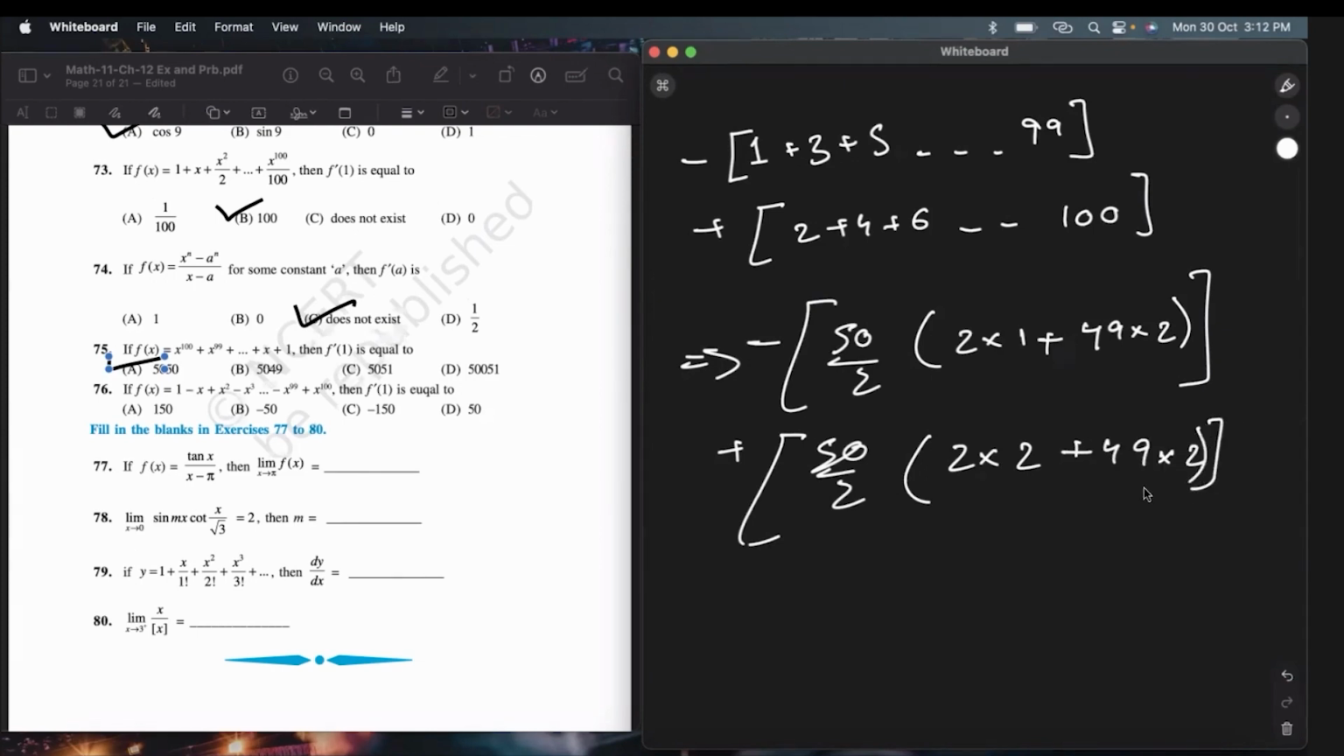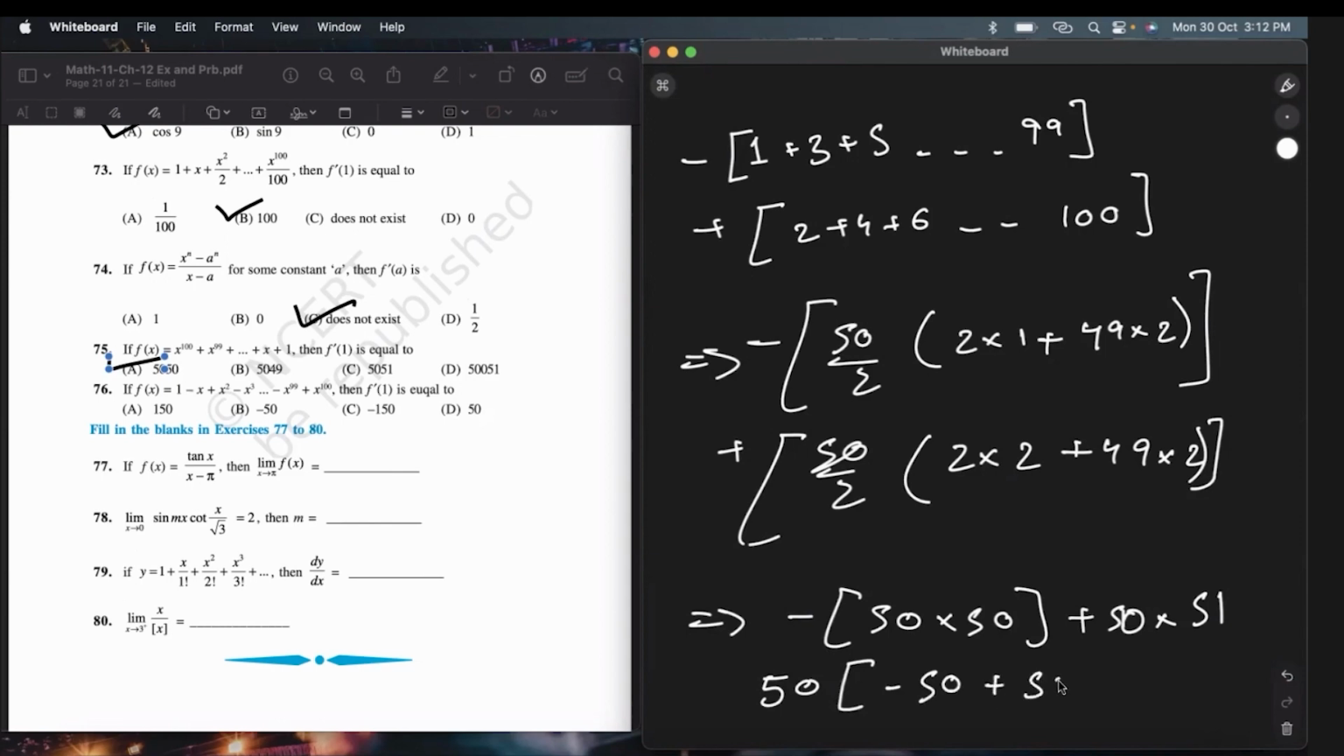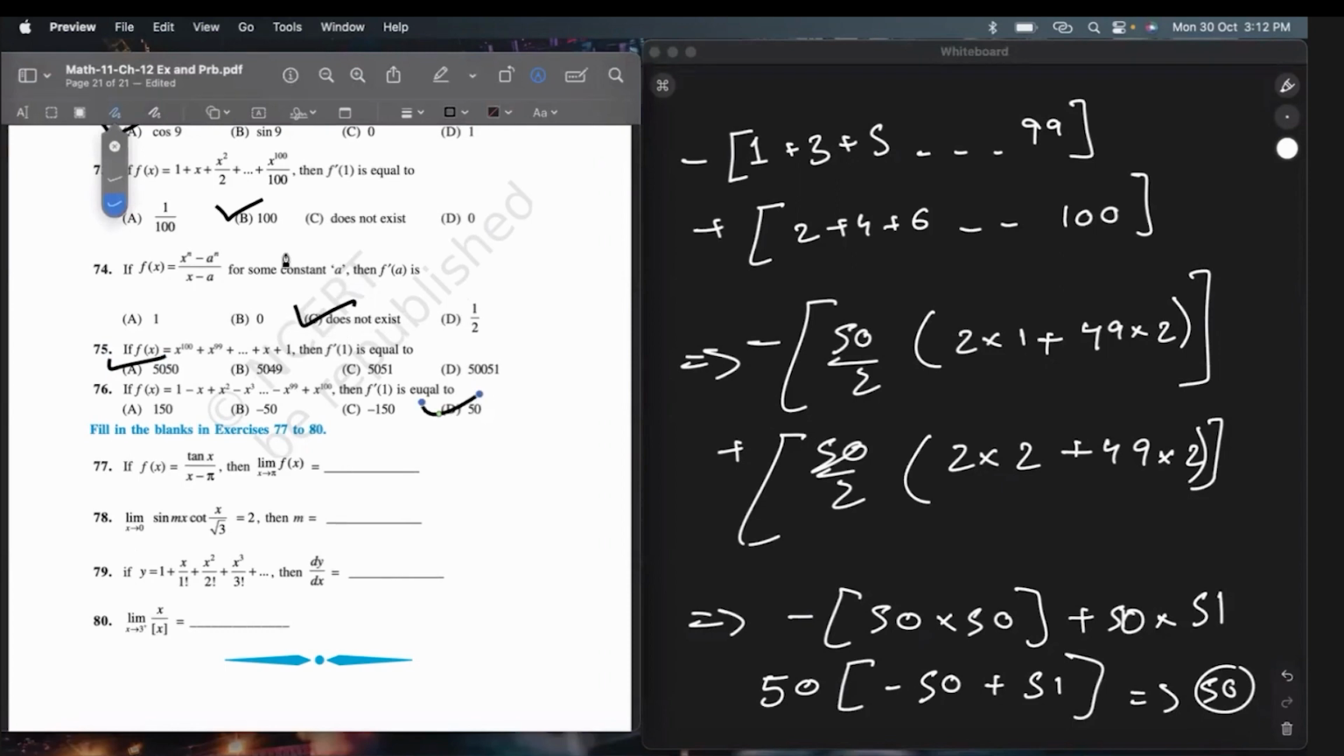So I can write this as minus 50 times 1 plus 49, that is 50, plus 50 times 2 plus 49, which is 51. It is simple. So it is minus 50 into 50 plus 50 into 51. I can take the 50 common, minus 50 plus 51. So the answer will be 50. So the correct option is option D.